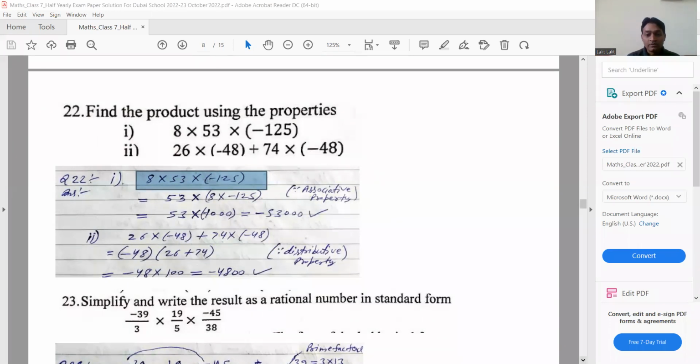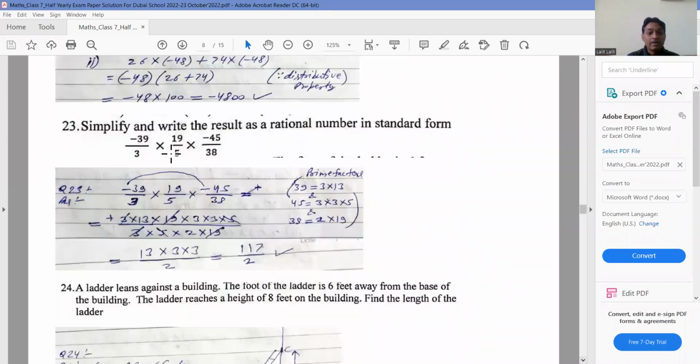Now question number 23. Simplify and write the results as a rational number in standard form. Standard form means lowest form. You have to write this. So here minus 39 upon 38 into 19 upon 5 into minus 45 upon 30. We can solve this question directly also for higher classes, class 8, 9, 10, but for class 7 or even class 6, you need to solve this using prime factor method. Because other methods you might get confused.